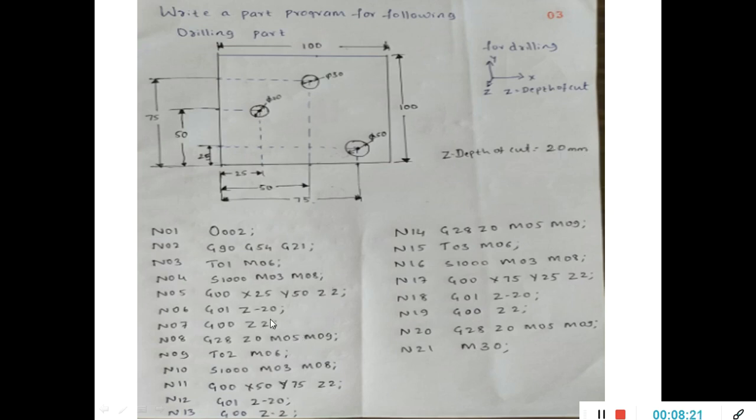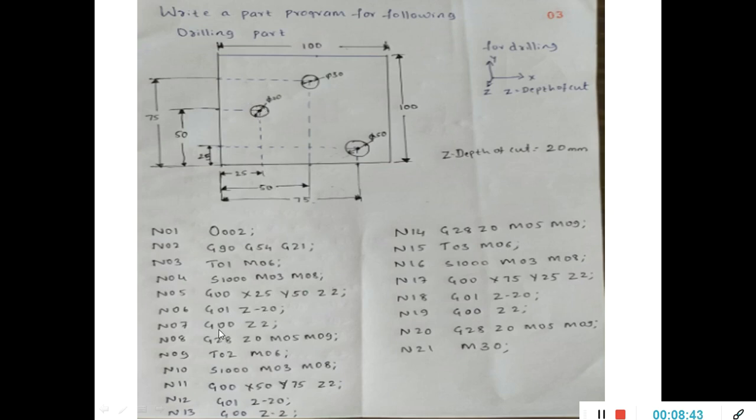So why am I mentioning minus here? Because the surface of the workpiece is 0. If you want to penetrate the drill bit into the workpiece, the Z value must be minus. Therefore G01, slow movement of the tool in the Z direction by 20 mm. So the first drilling is over.